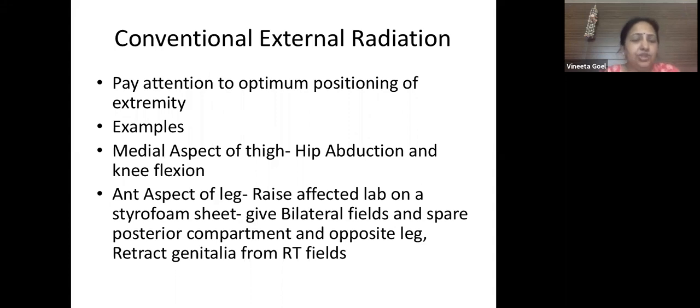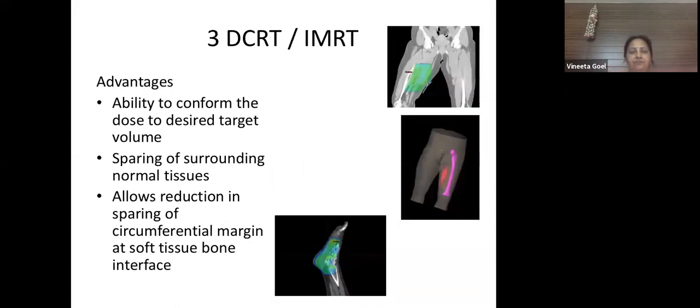Another position could be, suppose you have a tumor in the anterior aspect of the leg and you want to treat this patient with bilateral fields, then you want to spare the posterior compartment of the leg. So it is a good idea to raise the affected limb on a styrofoam sheet and then give bilateral fields so that you can spare the posterior compartment as well as the opposite leg. So these are a few positioning tricks which all of us learn during our post graduation and which are very helpful in doing the conventional radiation therapy well.